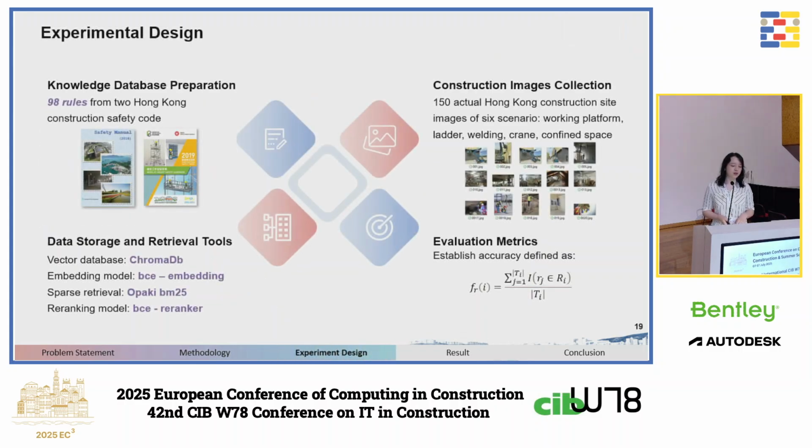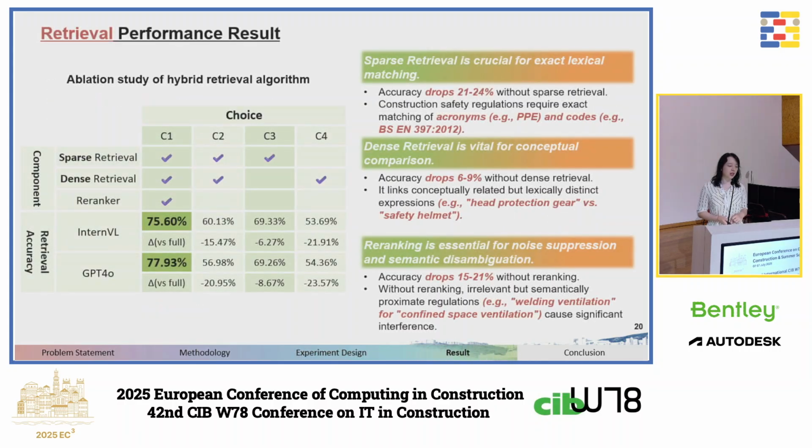And to validate our framework, we conducted experiments based on 98 rules from the Hong Kong regulation books and 115 real construction site images. And we use ChromaDB, BCE embeddings, BM25, and BCE re-rankers as our tools, and we examine the accuracy of our entire system. And here you can see the results.